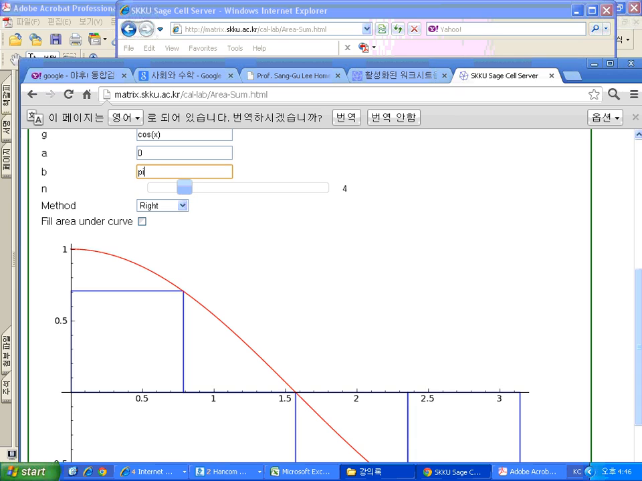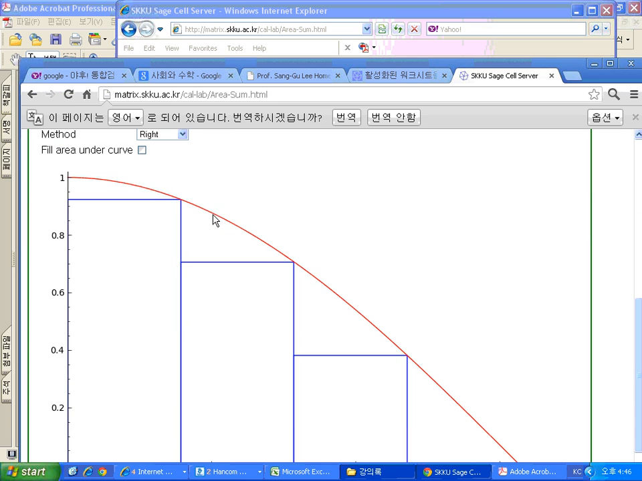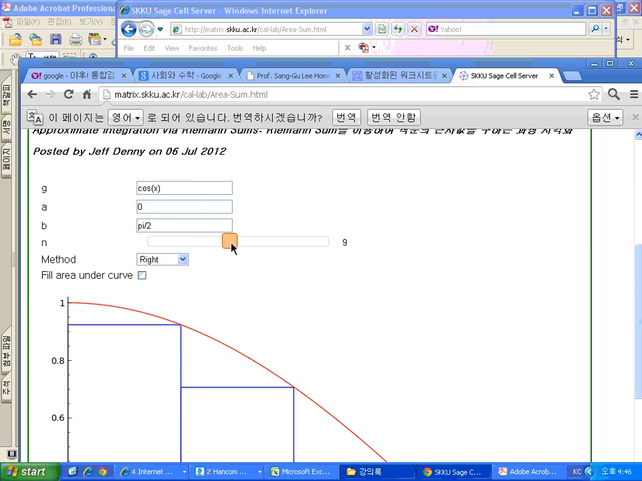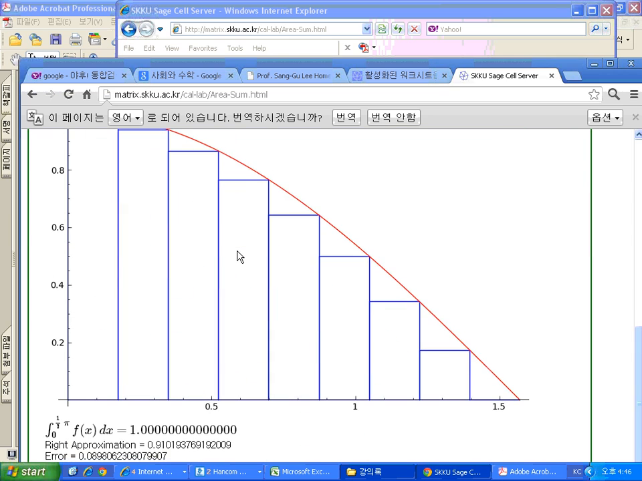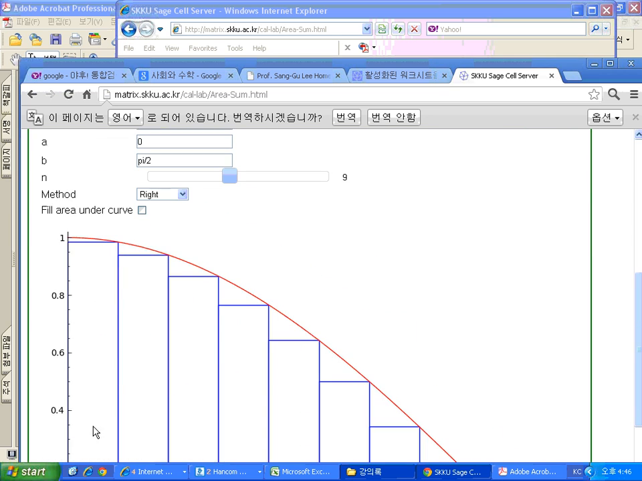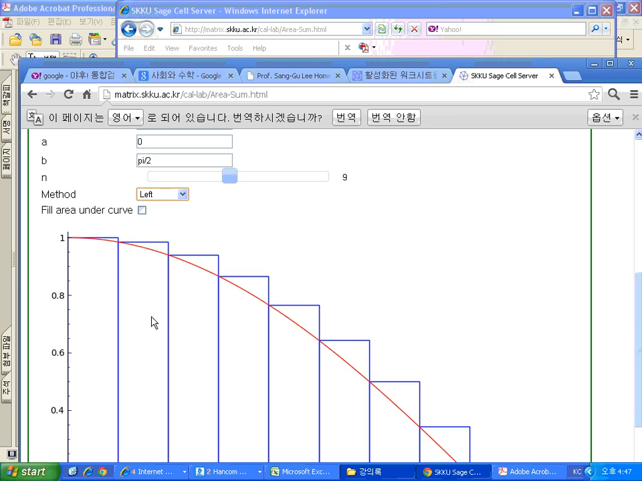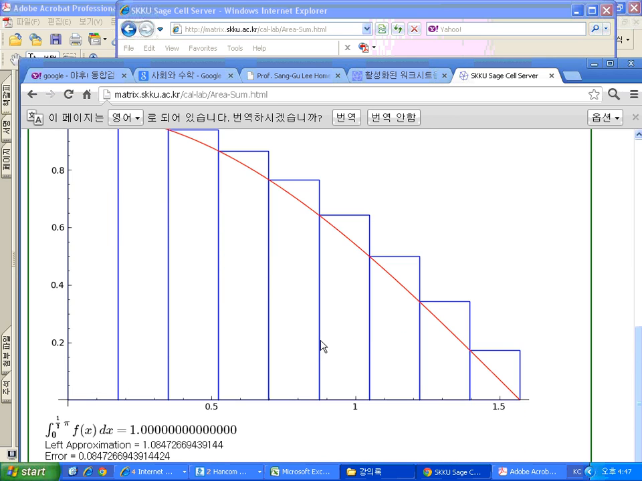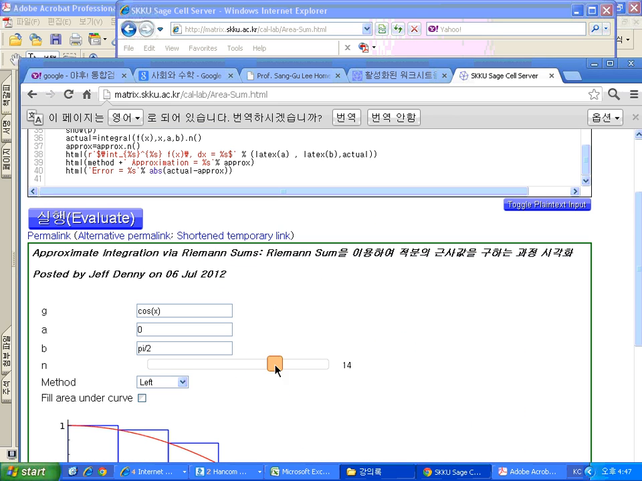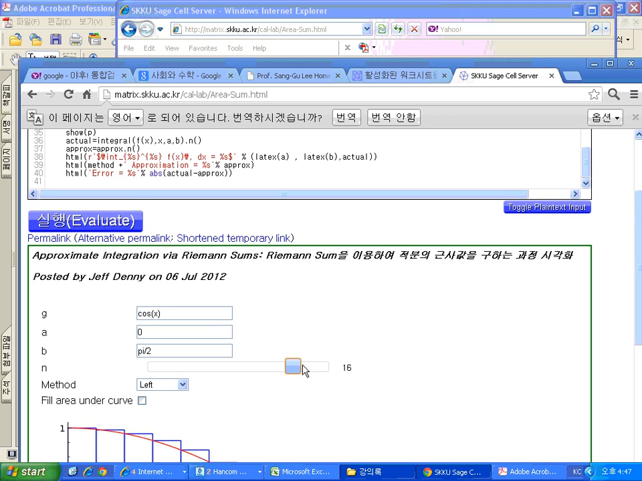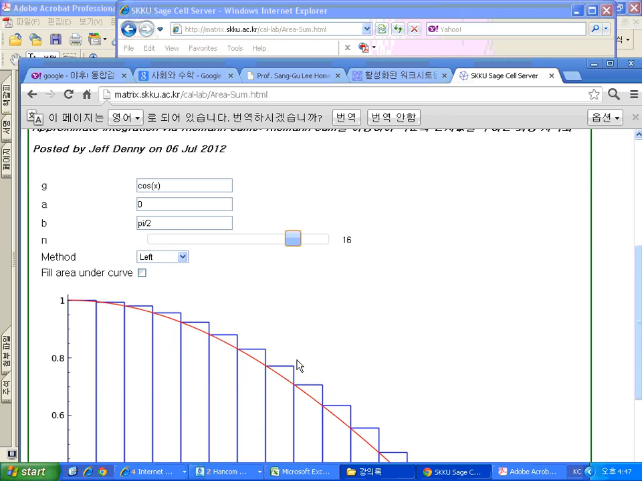If we divide it by 2, then what does it give us? Then this will give us the area like the 1, and the right approximation is like this. If we use the left-hand height, then we will have the left-hand limits as we divide it into more rectangles.